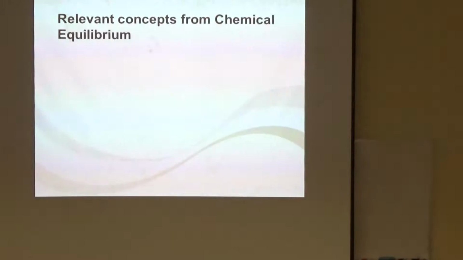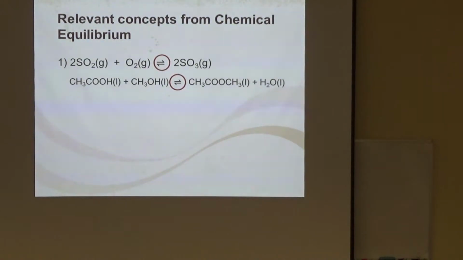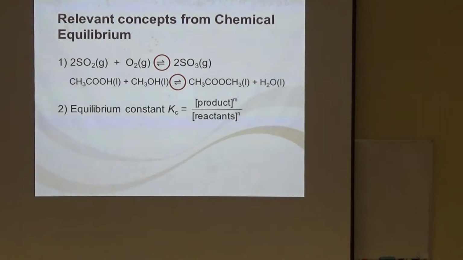Okay, so ionic equilibrium in a way is related to, or a subset of, chemical equilibrium. They arise because they are reversible reactions. The first one, I think you know, is sulfur dioxide plus oxygen to give you sulfur trioxide. The second one is an organic reaction: ethanoic acid plus methanol to give you what we call an ester plus water.